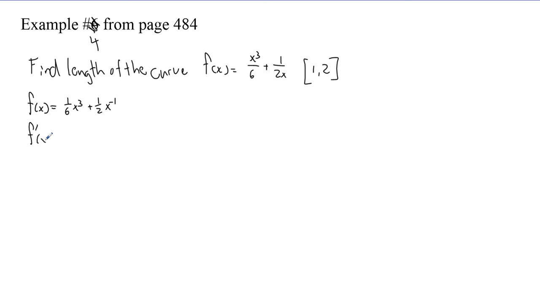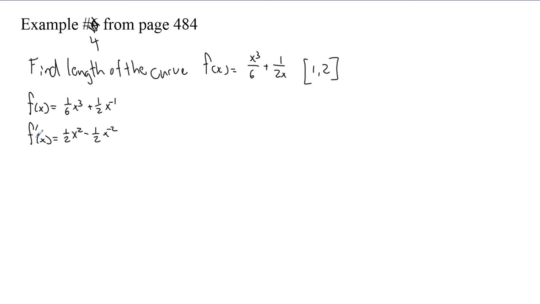F of x as 1/6 x to the third, and then plus 1/2 x to the negative 1. And the reason I want to do that is because this definition of arc length uses the first derivative, so I want to take the first derivative, and this rewrite makes finding it fairly easy. F prime of x is going to equal, well, I multiply, so I'll get a half, because it'll be 3 times 1/6, the 3's cancel, I get a half x squared, and then I multiply that, so I get negative 1/2 x to the negative 2.